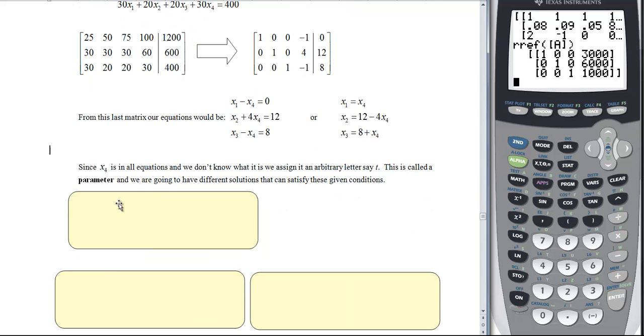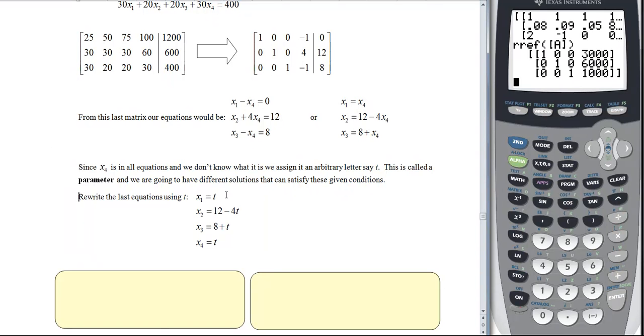So if I let X sub 4 be T, I'm going to have a T here, a T here, a T here, and I need to see that X sub 4 equals T. So those would be my solutions right there.